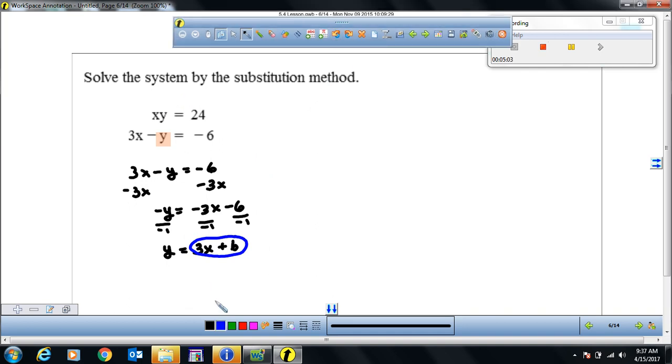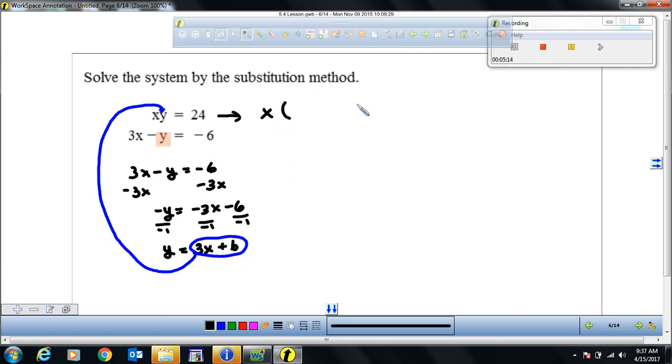Just going to put the arrow pointing this way. So we're going to replace it into the y of the top equation. So my new equation is going to look like x times whatever y is equals 24, and y is equal to 3x plus 6. So I'm going to replace the 3x plus 6 for the y.